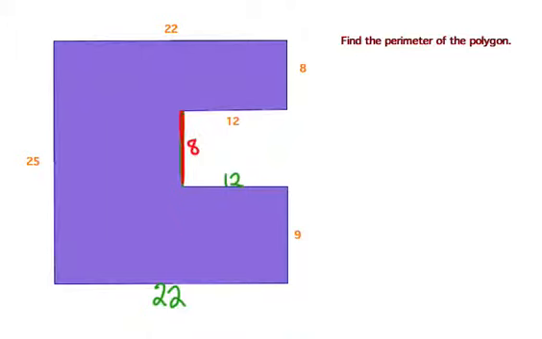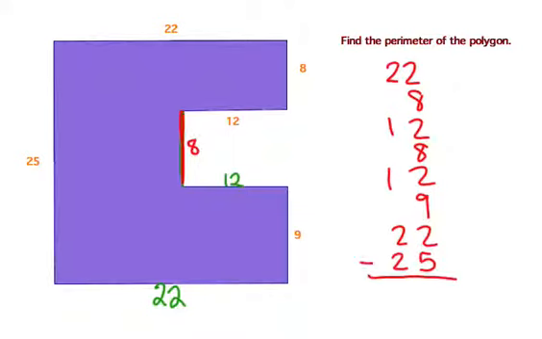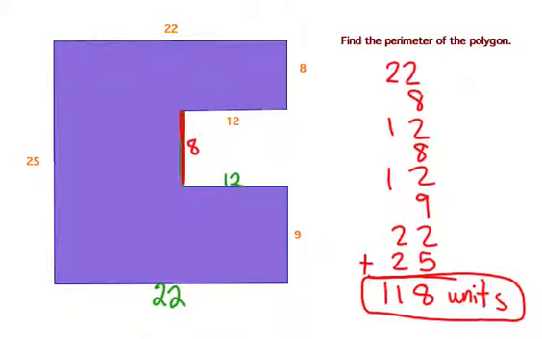It's just a matter of adding up all your numbers. So the 22, the 8, the 12, the 8, the 12, the 9, the 22, and the 25. One thing you want to make sure is you didn't leave out any numbers, so it doesn't hurt to count to make sure the number of numbers you have, in this case 8, is the same as the number of sides, which it is. So, good strategy to make sure you don't leave anything out. If we add this all up, we get 118, and in this case there's no units, so you just write 118 units for our perimeter. So that's perimeter of irregular polygons.